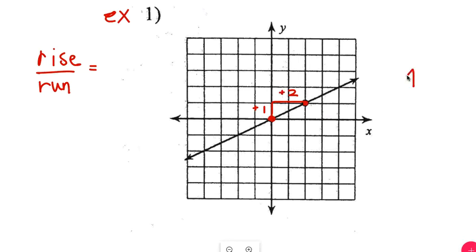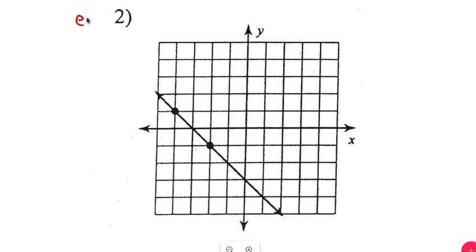Remember, up and down, up is a positive movement, down is negative. To the left is a negative movement, to the right is a positive movement. Just like a number line or like temperature. Okay, it works the same. So my rise is 1, my run is 2. They're both positive, it's positive 1/2.